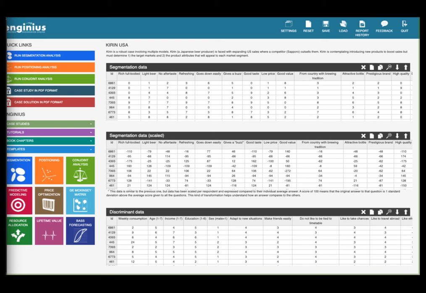Hello everyone. In this session, we will spend time on how to use engineering software to teach steps in the segmentation process. Hopefully, you will clearly see the power of market segmentation after our discussion. Our related case application for segmentation analysis is the Kirin case.